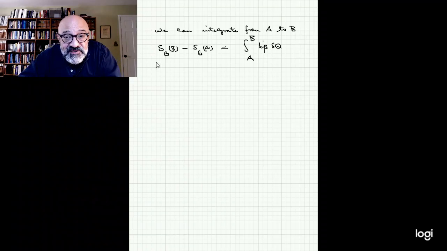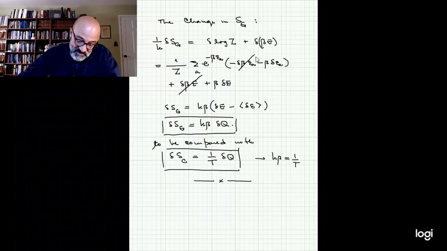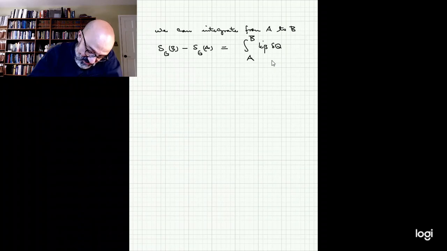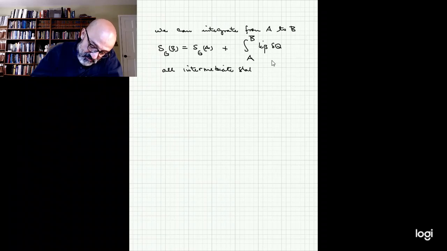Now, the interesting thing when we integrate here is that all of these states that we have here are maximum entropy states. Remember, this is the maximized entropy, right? So let me write that very carefully and just say this is this plus where all intermediate states are maximum entropy states.